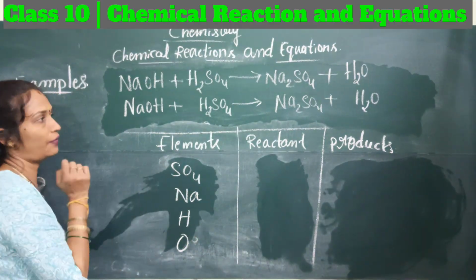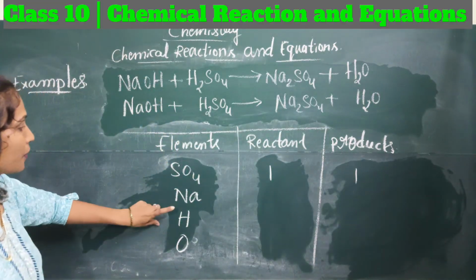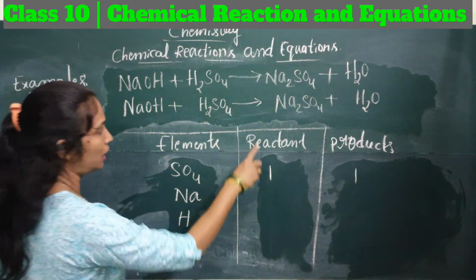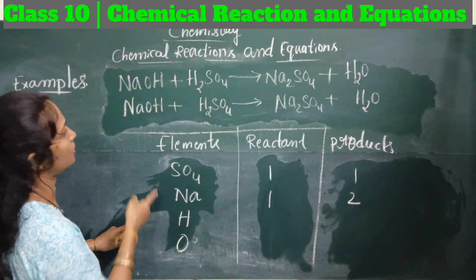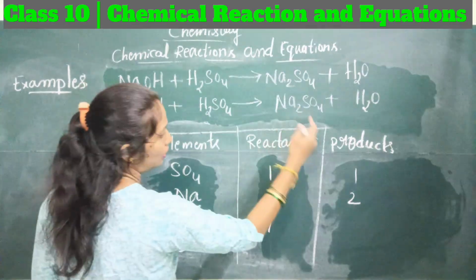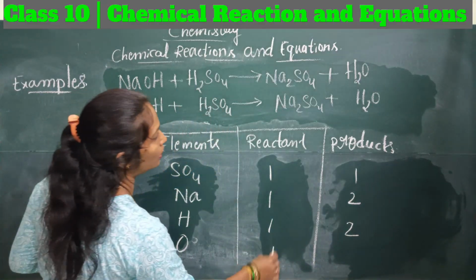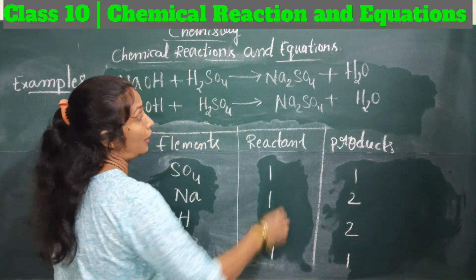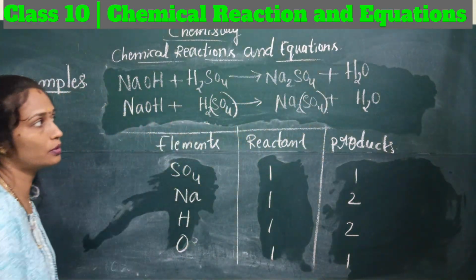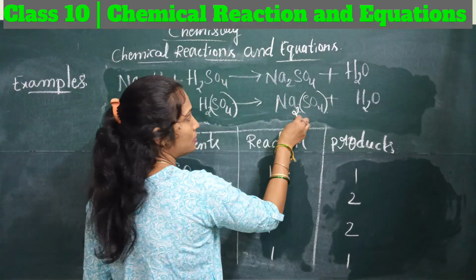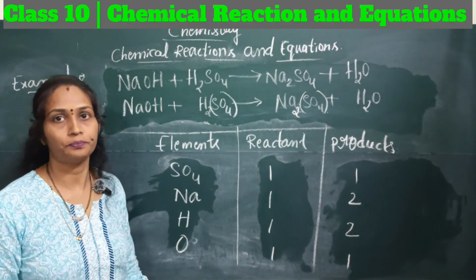Yes. Now sulfate. How much sulfate is there on both sides? Yes, it is 1. Correct. What about sodium, guys? Here it is 1 and here it is 2. And what about hydrogen? Here it is 1, there it is 2. And what about oxygen? Here it is 1, there also it is 1. And don't consider this oxygen. That's why I told you to put that polyatomic group in brackets. Okay, don't forget that one.